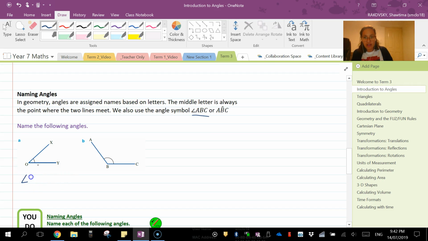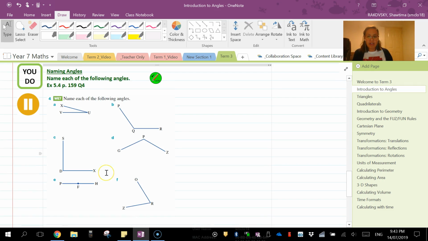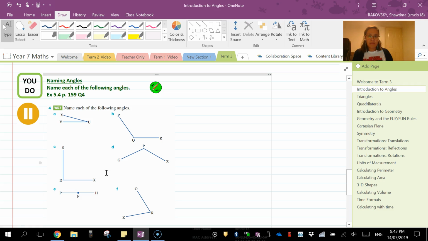So you start off with your angle symbol, X, O, Y, and order does matter in terms of the O, but it doesn't matter for the 2 arms. So in this case here, angle equals A, B, C, or angle C, B, A, where B is always the middle one because it's the vertex. All right, so pausing the video, have a go at those ones there. Make sure you put them in your exercise book labeled neatly.